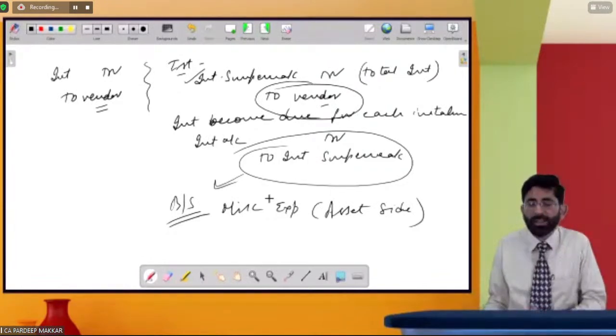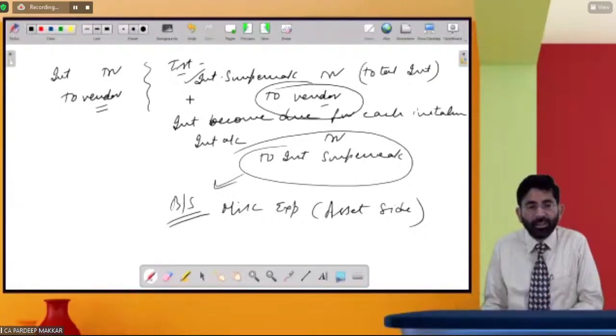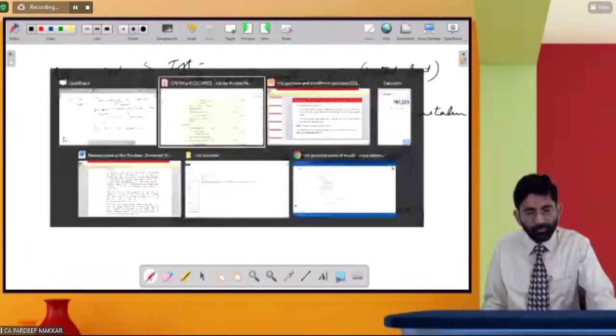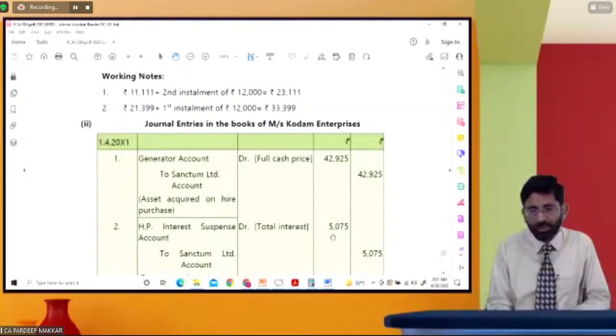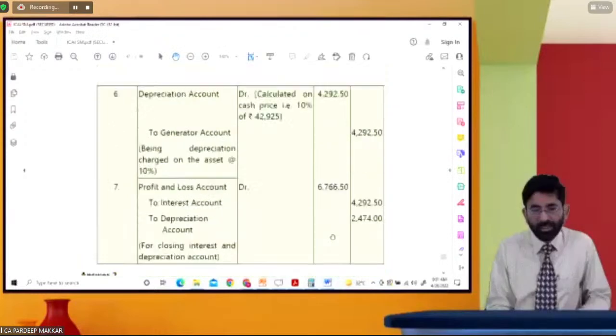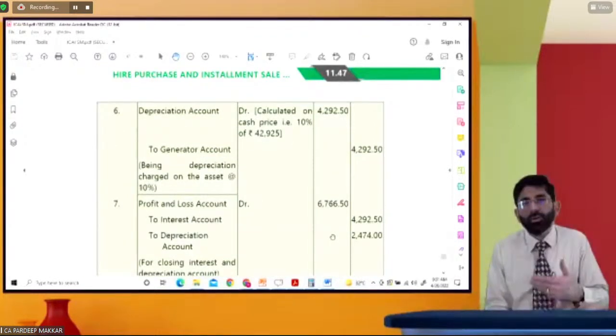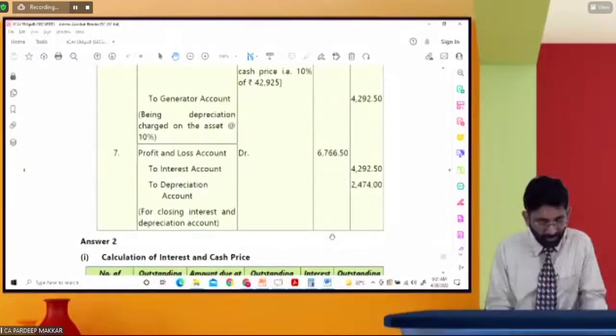That's it. So it will be automatically reduced whenever interest becomes due. Every year it will automatically reduce. Like if you assume that the interest in total installments is rupees 5075, it will reduce by 2474 at the end of the first year. Then it will reduce further at the end of the second year, whatever the amount is, automatically. No other difference or variation is there. All entries will remain the same, beta. It is very simple, beta.